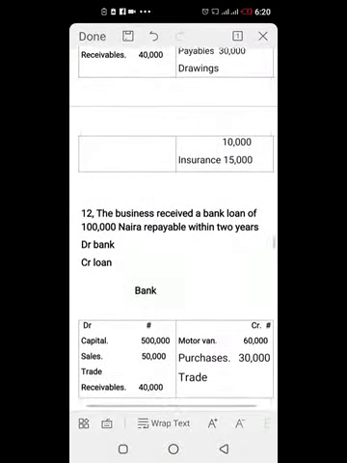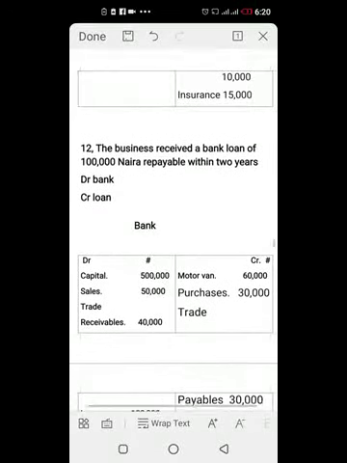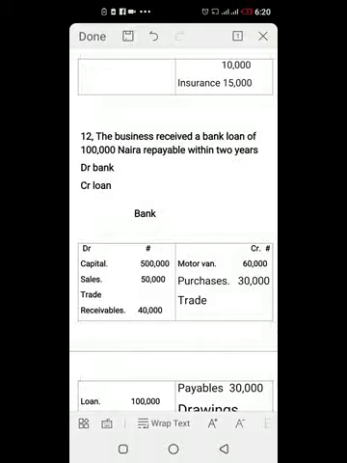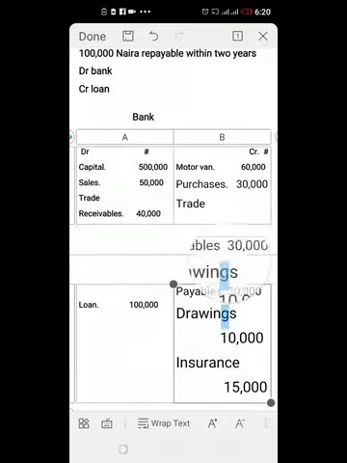Then the last one, the business received a bank loan of 100,000 naira repayable within 2 years. That means more than 12 months. So it's not a short term, it's not a current liability, it's a non-current liability. So you debit what? Bank and then you credit loan, which is already there.